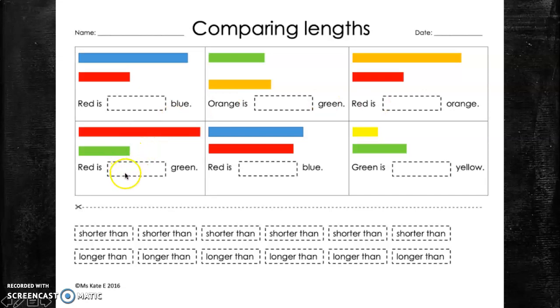Super. Now do this by yourself. Red is to the green. Super. Red is longer than the green. How about this one? Red is to the blue. So the red strip to the blue is shorter than. Wow, big brains, big words. Green is to the yellow. Longer than, so green is longer than the yellow. So we're comparing length. We use shorter than, longer than, or about the same.